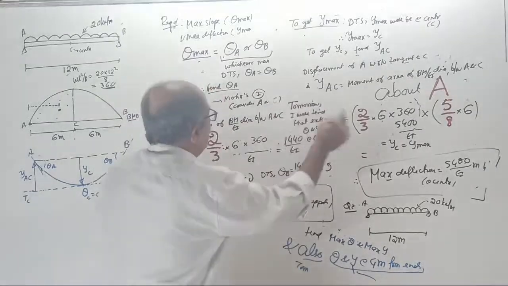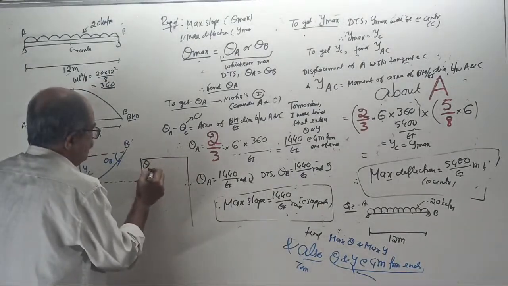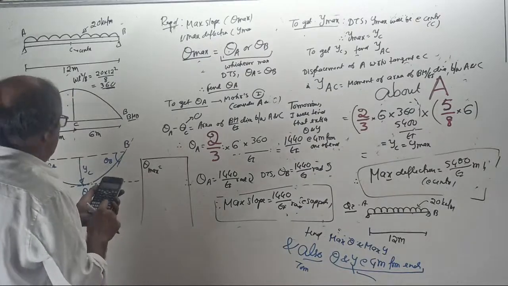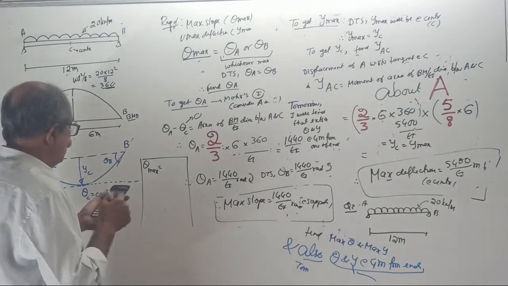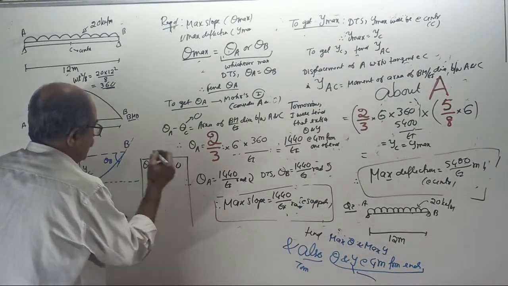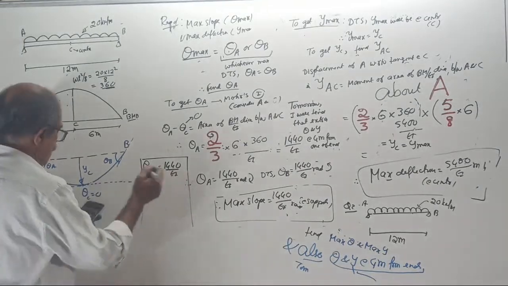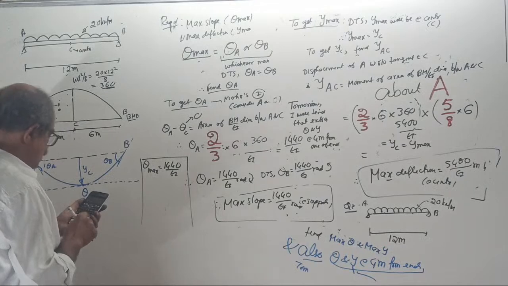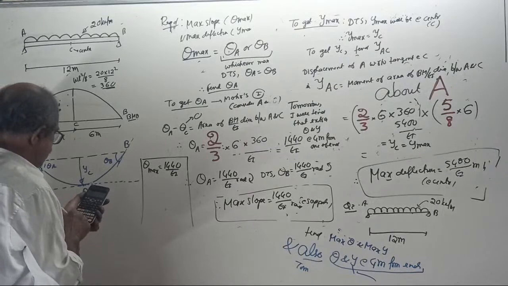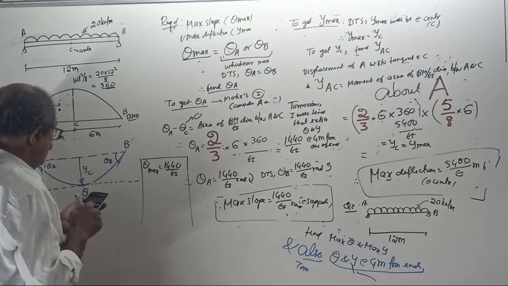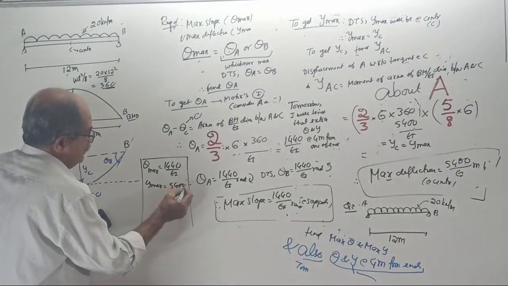I will tell now itself for this question, whoever solves: theta max equals, see the formula, 20 into 12 cube divided by 24. 1440 number should come. Y maximum is 5 by 384 EI, I am not writing EI. 384 into 5 by 384 into UDL 20 into 12 power 4. 5400 is Y maximum. Already we got it, by EI.